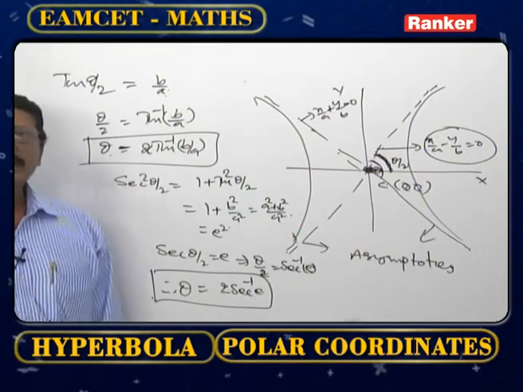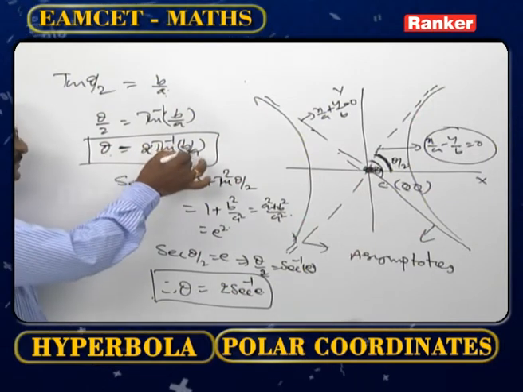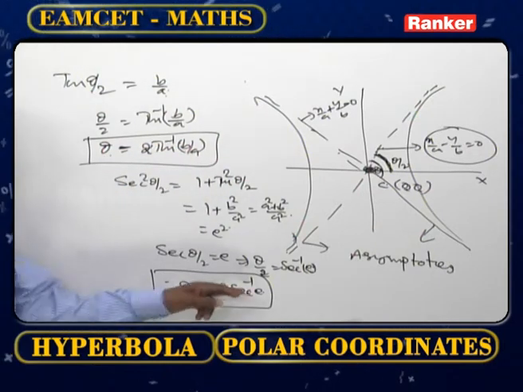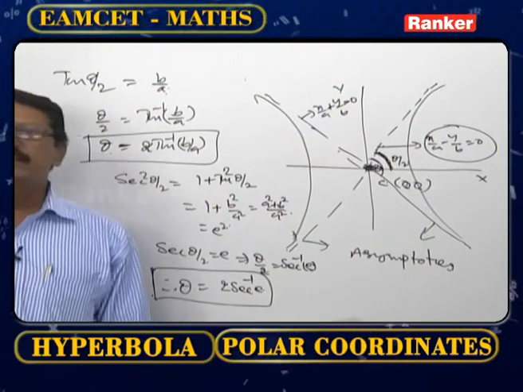Now the angle between the asymptotes in terms of a and b is theta equals 2 tan inverse b by a, and in terms of e, the eccentricity, the angle between the asymptotes is theta equals 2 secant inverse e.